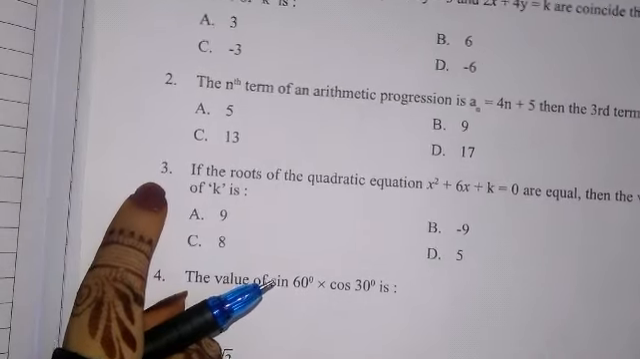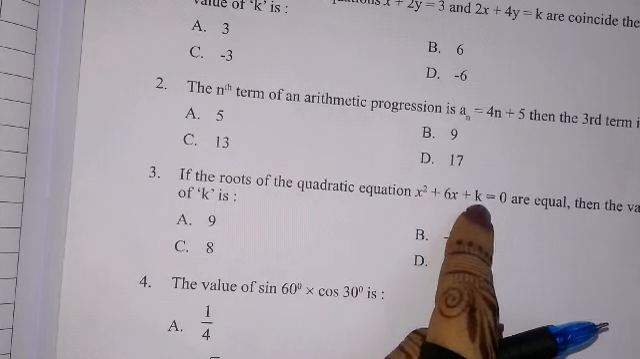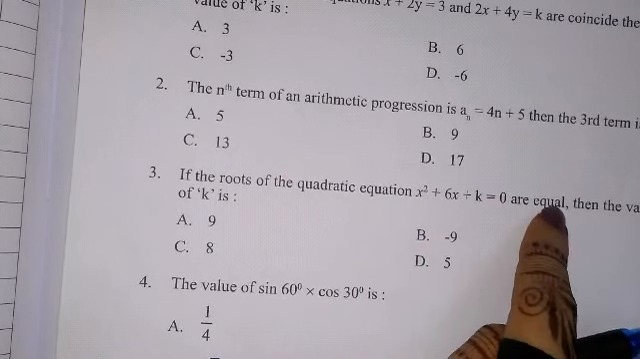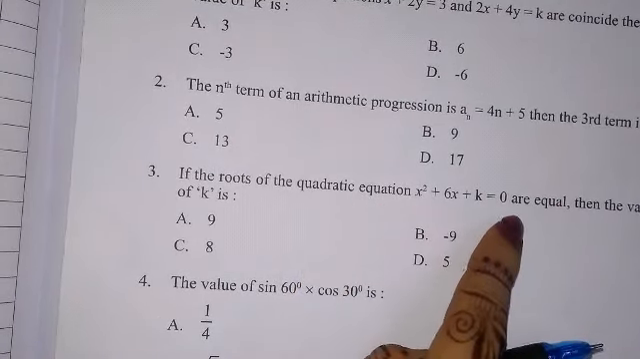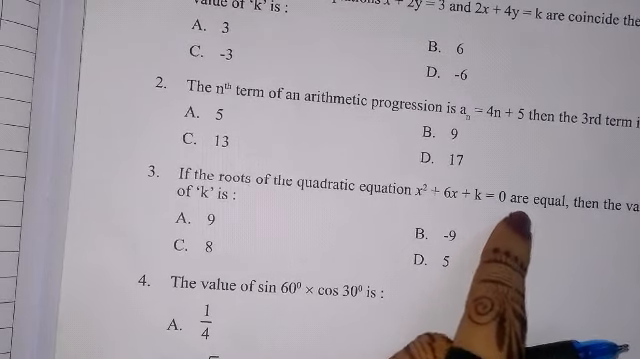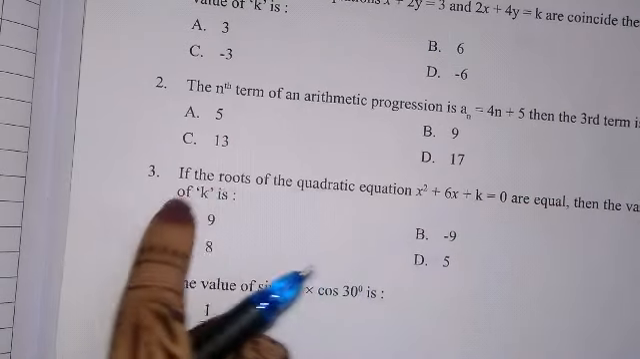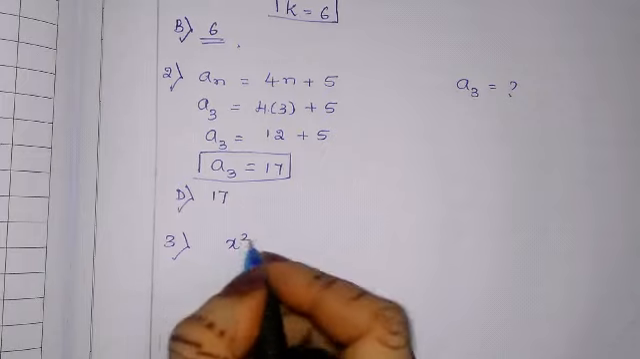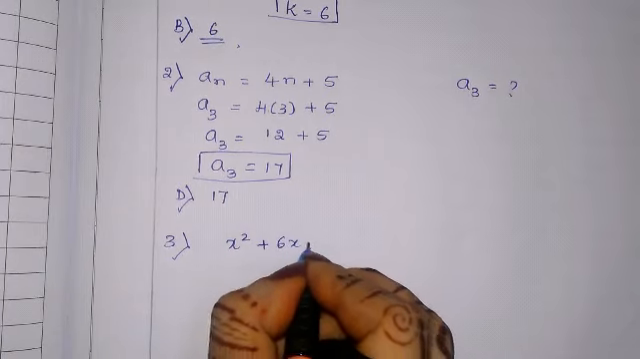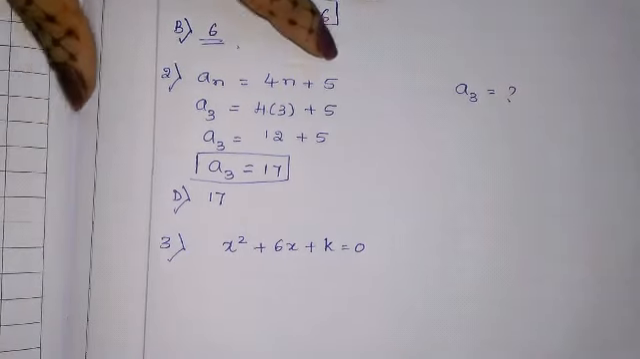Okay, now the third question. If the roots of quadratic equation x square plus 6x plus k equal to 0 are equal. We have 3 conditions in quadratic equation: the roots are equal, the roots are distinct and real, and the roots are unequal. So here they have told are equal, then the value of k is. So the quadratic equation is x square plus 6x plus k equal to 0. So this is the question. Are equal they have told.